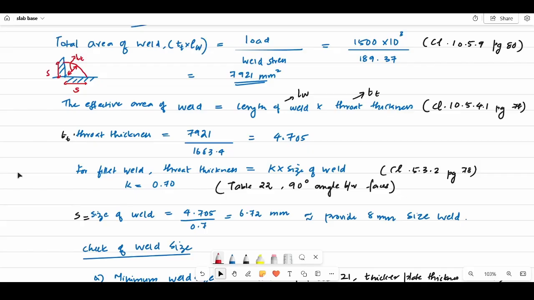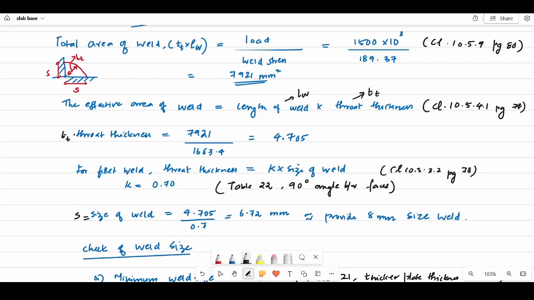So that is how we design the weld connection. We know that for a fillet weld, the throat thickness will always be K times the size of weld. This is given in clause 10.5.3.2. If you go to page number 78 and read that clause, it says the effective throat thickness shall be K times the fillet size. So Tt will be K into S.